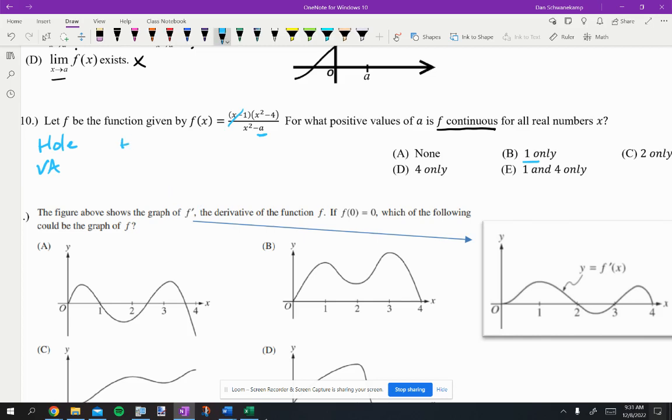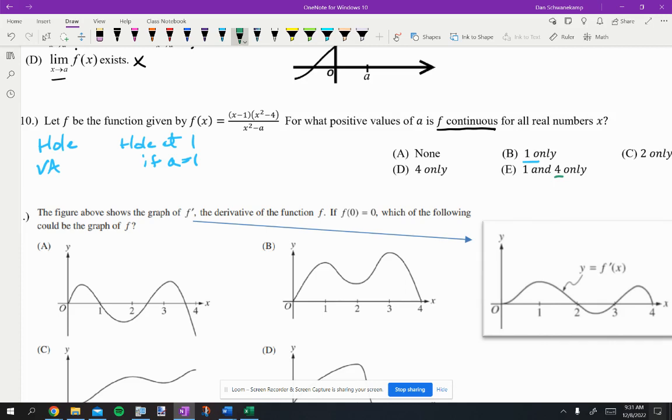And so there is a hole at 1 if x is equal to 1. I'm sorry, if a is equal to 1. Because I would plug in a 1 there, I'd plug in a 1 there, and I'd have the same value on top and bottom. Okay? Well, our other choice here is 4. Okay, that one seems to be a pretty common value.